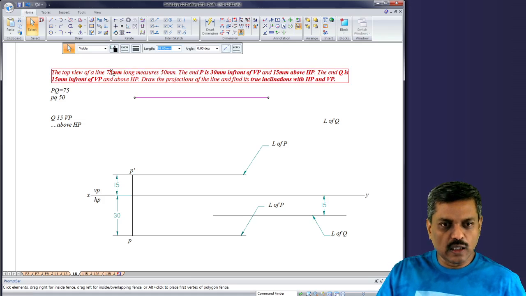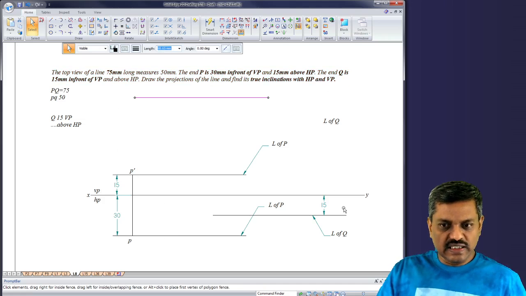The problem is: the top view of the line 75 mm measures 50 mm. That means the top view is 50 mm and its true length is 75 mm. The end P is 30 mm in front of VP and 15 mm above HP. And the end Q is 15 mm in front of VP and above HP. That means the locus of both P and Q in front view and top view has been given.